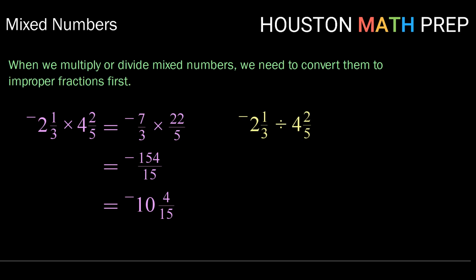To divide two mixed numbers, so if we wanted to take -2 and 1/3 and divide that by 4 and 2/5, we again want to do that process from improper fractions. So converting to -7/3 divided by 22 over 5, we'll flip that second fraction to make it multiplication and have -7/3 times 5 over 22. That becomes -35 over 66.